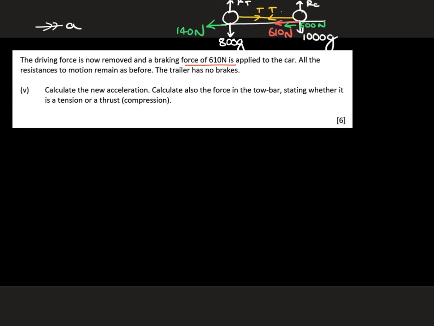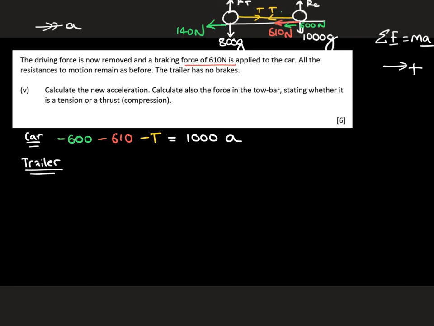Now, calculate the new acceleration. We're basically going to apply Newton's second law of motion again with this new system. Starting with the car, everything going to the right is positive. So we have no forward force at all. We have minus 600, minus 610, minus T, which equals m, 1,000, multiplied by the acceleration, which is a value we do not know.